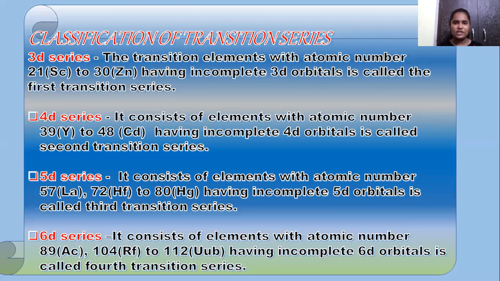Classification of transitional series. These series are classified into 4 types. First transition series, which is 3D series from atomic number 21 to 30. Second transition series, which is 4D series from atomic number 39 to 48. Third transition series, which is 5D series from atomic number 57, 72 to 80. And fourth transition series, which is 6D series from atomic number 89, 104 to 112.